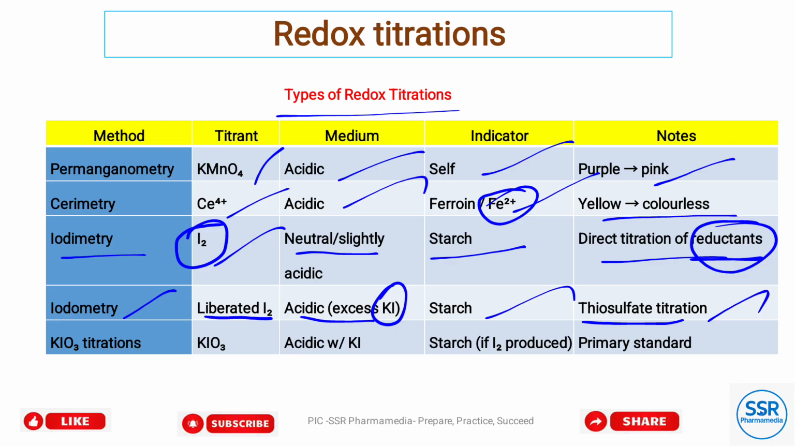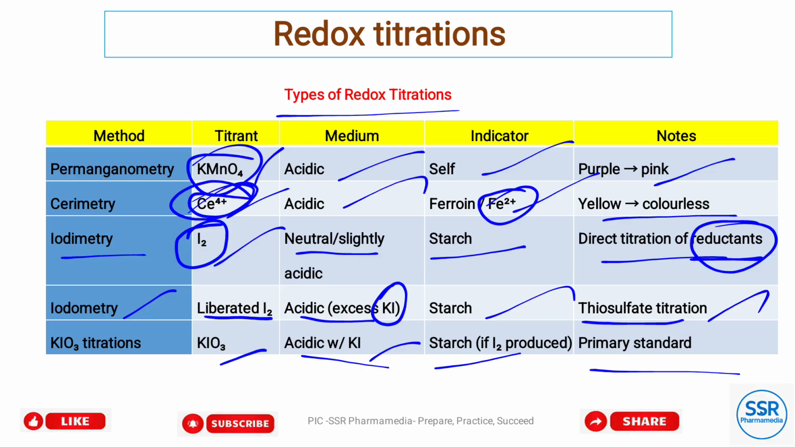And for potassium iodate titrations, potassium iodate is used as the titrant. It takes place under acidic medium, potassium iodide also acts as a reducing agent, and starch is used as the indicator. It is used as a primary standard for the standardization of potassium permanganate and cerimetry.